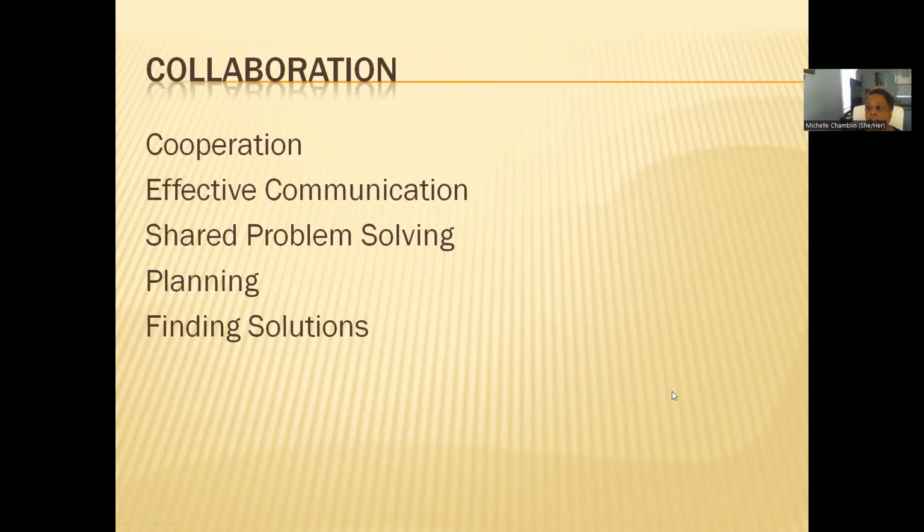That's important. Communicating with students through lesson planning, it's very important. But collaborating with the other individuals that are important, the parents, the principal, the co-teachers, the paraprofessionals, the other professionals in the building. All of those pieces are extremely important in this process. So there are a couple of things we're going to talk about. We're going to talk about cooperation, effective communication, shared problem solving, planning, and finding solutions.